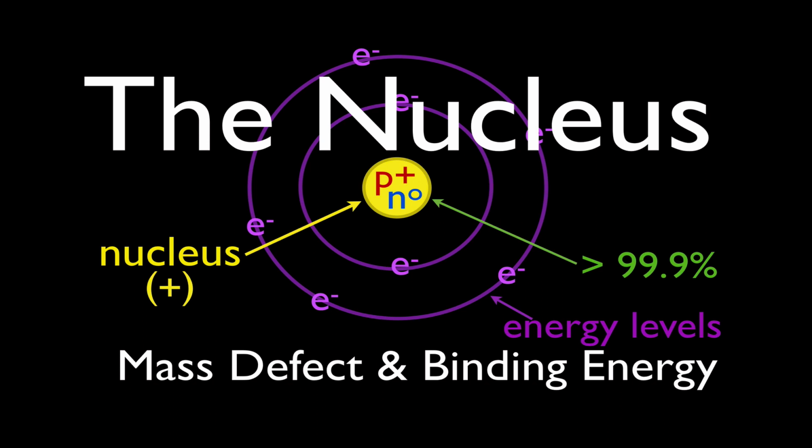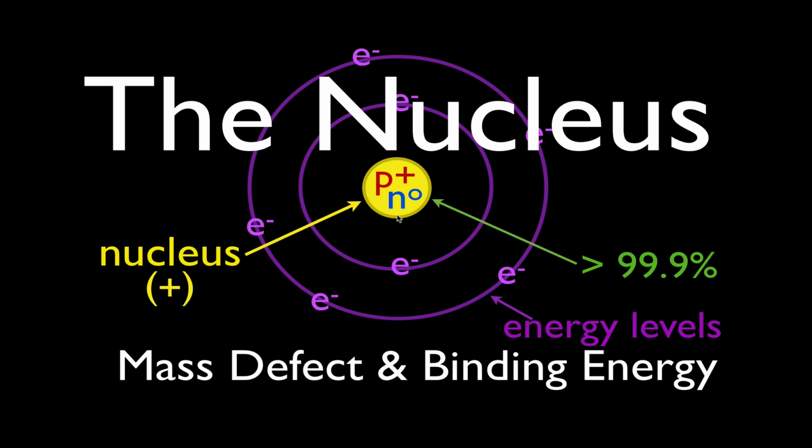Okay, we're going to be talking about the nucleus and mass defect and binding energy. Inside the nucleus of an atom, this is my diagram for an atom here, we have the nucleus, which is positively charged. It has an overall positive charge because it has the positively charged protons and the neutrally charged neutrons, where most of the atom's mass is, 99.9% or more. And of course, we have the electrons, which you do have to consider because they do have some mass, and they go around in the energy levels, in the shells, in the orbitals, in the electron cloud.